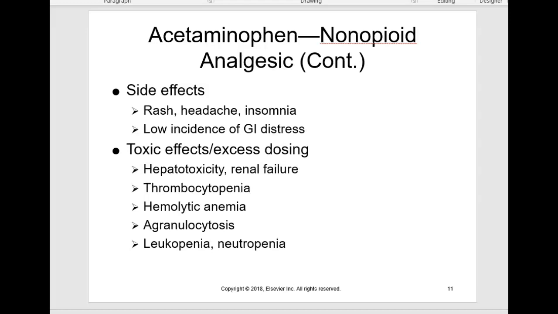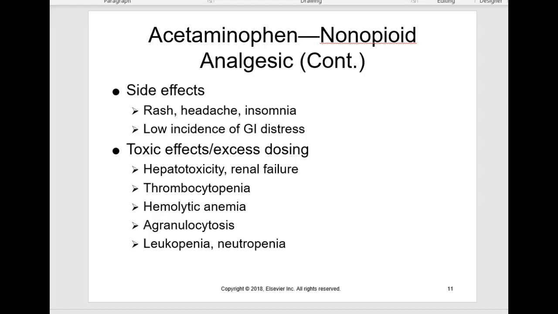Side effects for acetaminophen, again, lower incidence of GI distress when compared to NSAIDs. Some toxic effects, hepatotoxicity. Again, we're going to definitely want to be watching our liver function in our patients who are taking acetaminophen. We're also going to want to look out for our patients who have problems with the liver, so an alcoholic or a patient with hepatitis.